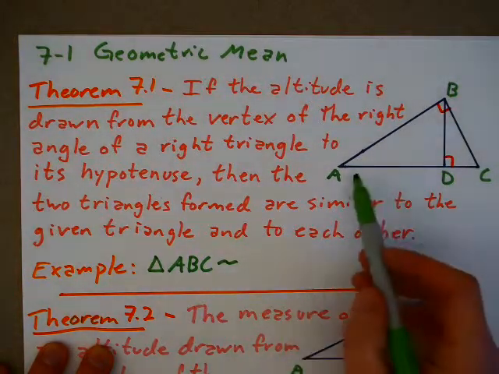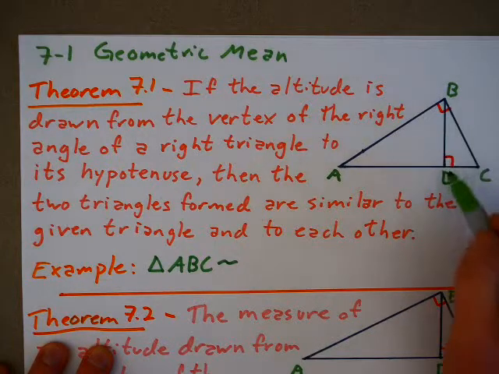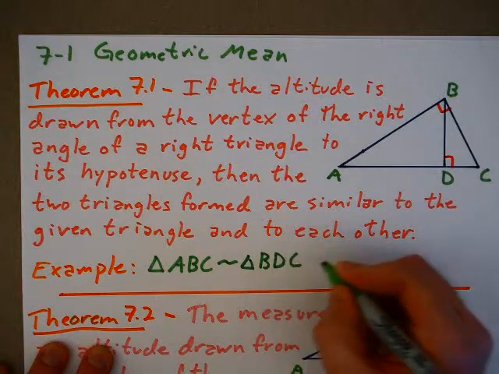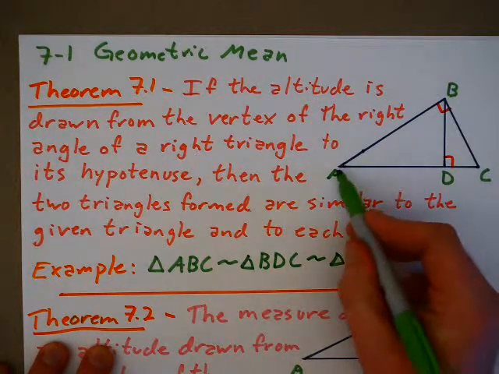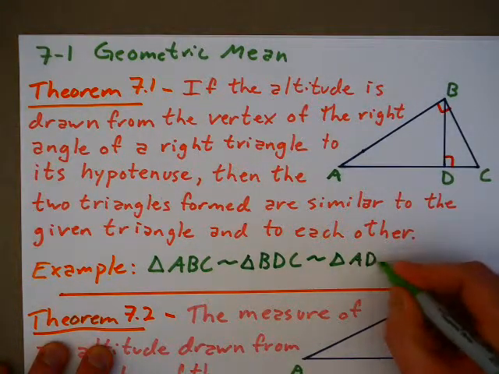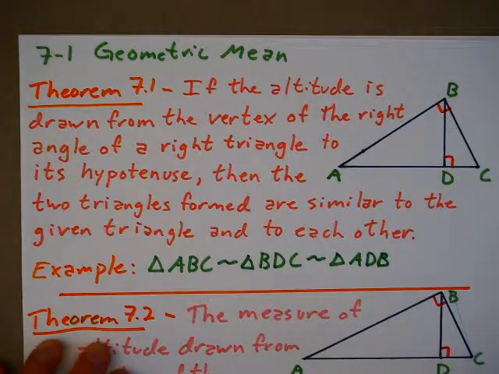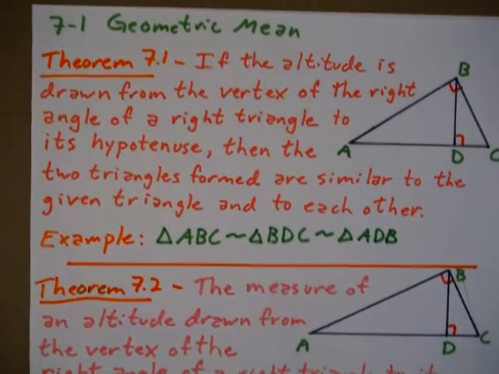So ABC is going to be similar to triangle BDC, as well as triangle starting here at ADB. Now we're not going to use that specifically, but that is going to directly impact the next theorem that we're going to go over, and that is theorem 7.2.